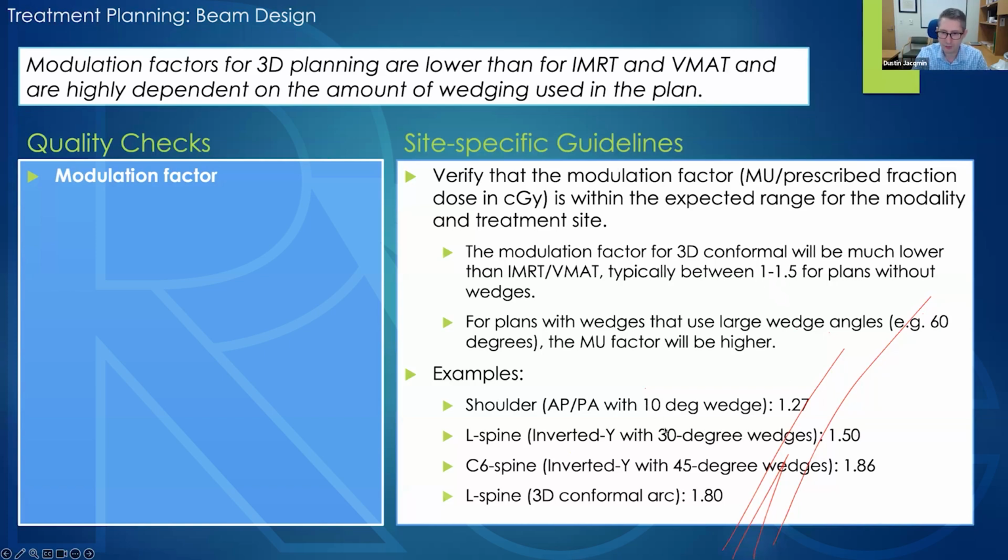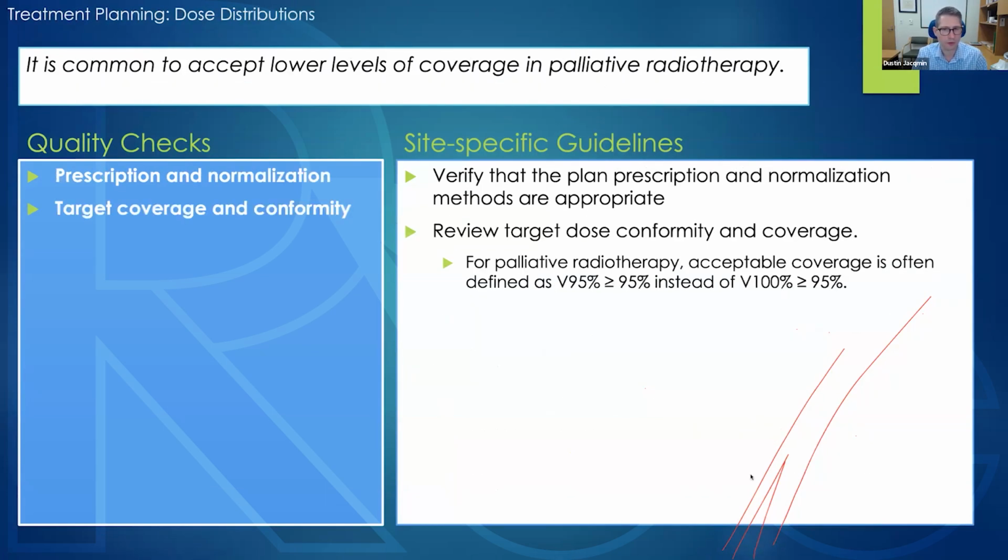You go from 10 degrees to 30 to 45, and you'll see here it goes from 1.25 to 1.85 as the wedge angle increases. That L-spine 3D conformal plan had a MU factor of 1.8, I think reflecting the fact that when you're delivering from the front, it's very, very deep. And so the depth is kind of pushing this MU factor a little bit higher. You can see that none of them are higher than 2. So you're typically seeing between 1 and 2 for these 3D plans.